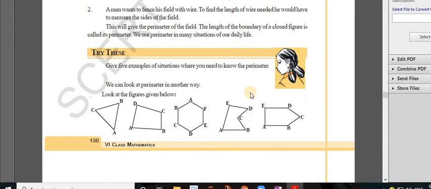So students, you can try your own 5 situations. I am just giving one situation. For example, there is a rose plant garden, and I want to protect my garden with the help of a wire. So there I am going to use the perimeter of the rose garden, right? So that is one situation. And one more situation is I want to put tiles in my bathroom. If I want to know how many tiles I need and how many tiles I have to bring from the shop, there also I have to use perimeter. Okay, that is one more situation.